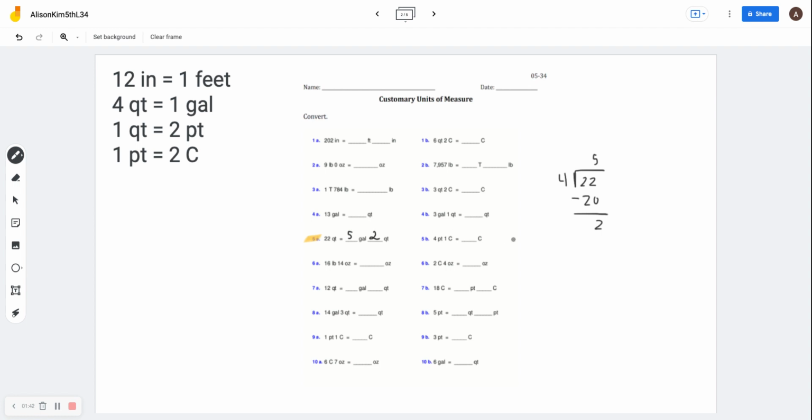So it's fairly easy, this worksheet. You just need to know these conversions that I put up right here. When you're converting, you basically divide or you multiply. But in this case, since quarts is smaller than gallons, we divided.